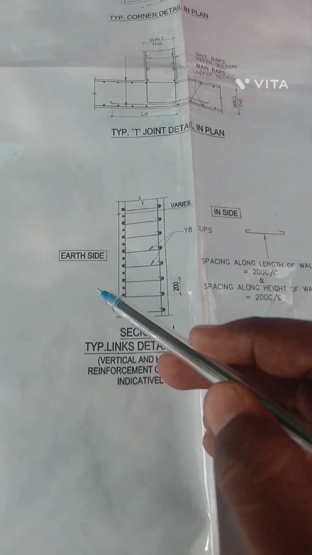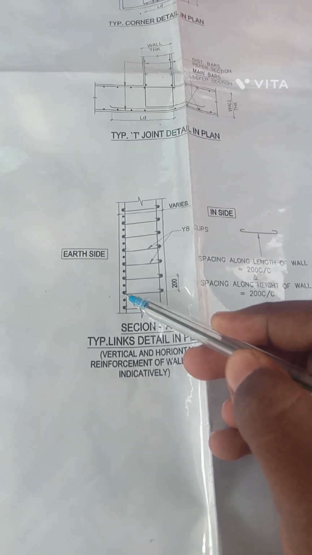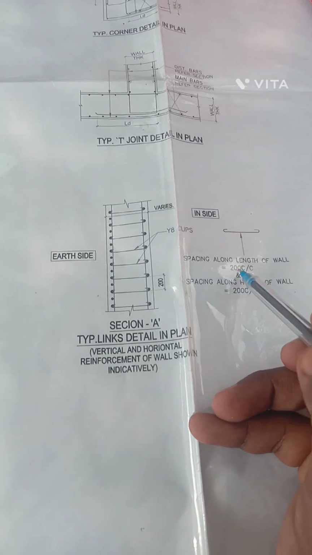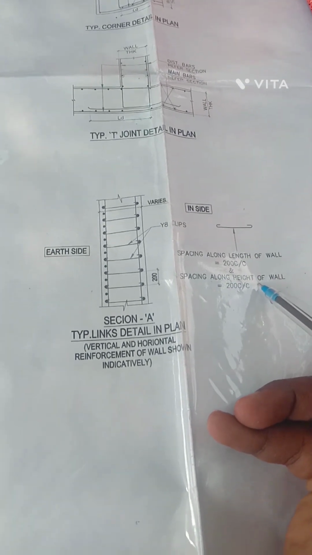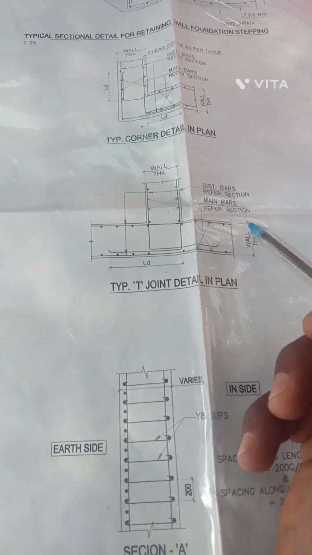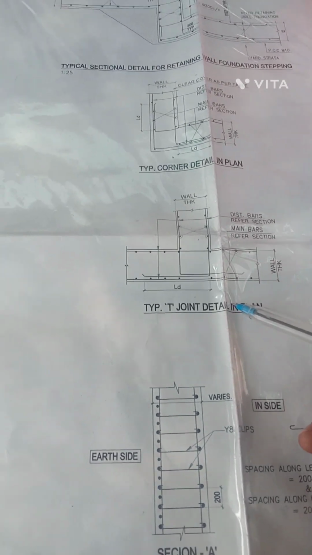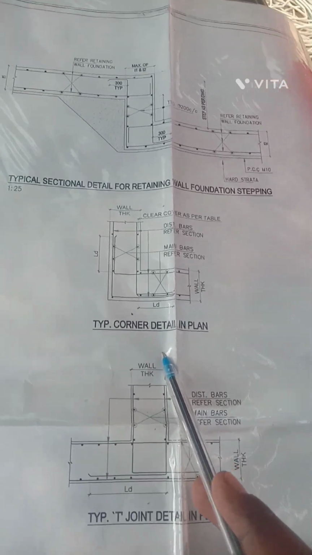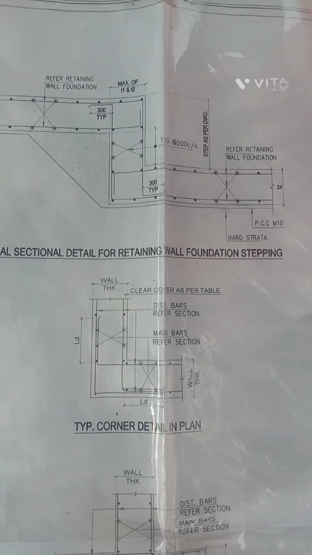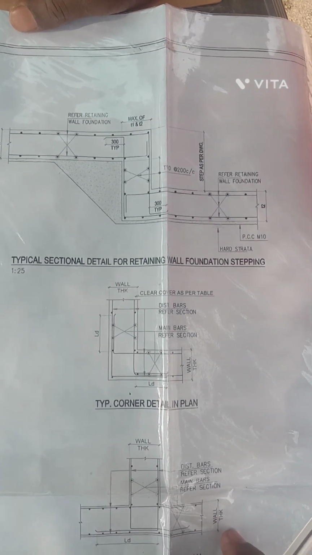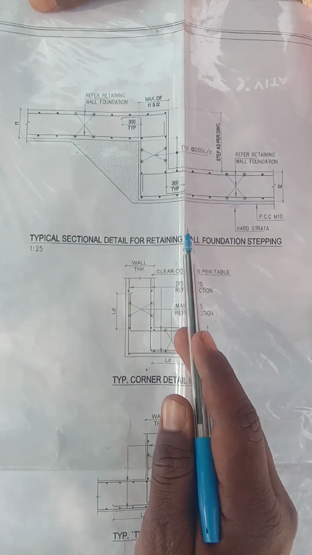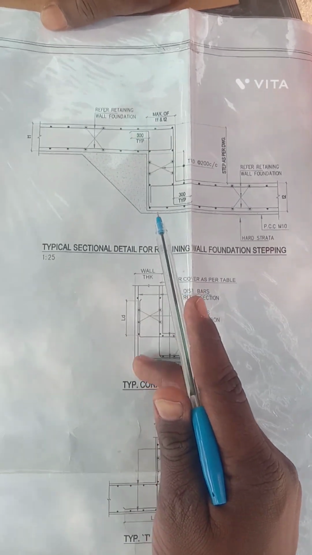Here typical links are shown, how to provide them. Actually we have to maintain here like that. Please see, guys, 20 mm, that is 12 mm verticals, and 8 mm links at 200 mm center spacing along the wall height. Okay guys, at the same time like that, corner detail plan, T-joint detail plans, typical section for the retaining wall, all things are mentioned here. Okay, we have to read it. That is the main important when we start the execution of the raft and at the same time the walls. We have to maintain proper drawing reading.